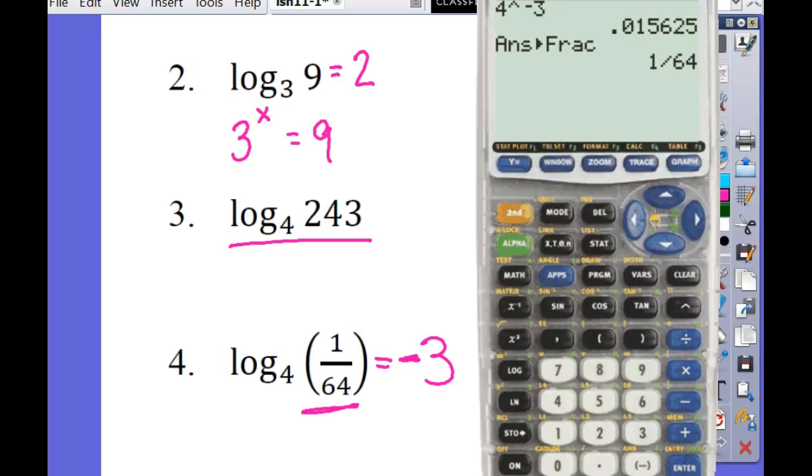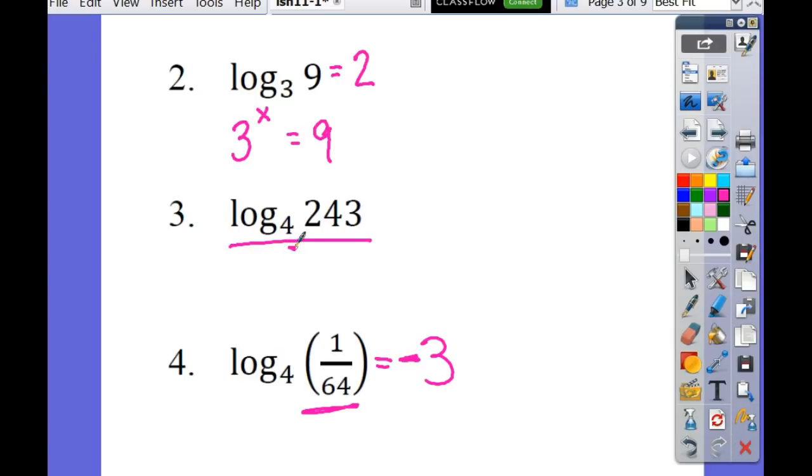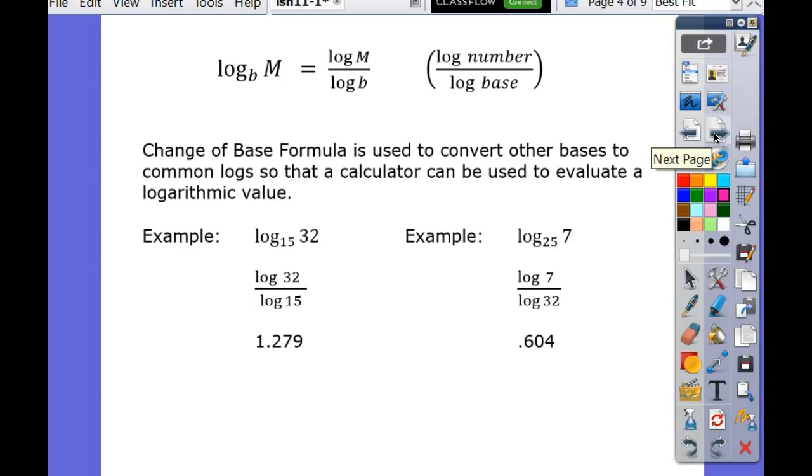Wouldn't it be nice if there was some way I could use my calculator to figure it out? I have a log button right here on my calculator. Maybe I could use that. But the log button on my calculator is base 10, and this is base 4. So if I had some way to change this from base 4 to base 10, I could use my calculator. We have a change of base formula. The change of base formula says log base b of m equals log of m divided by log of b.